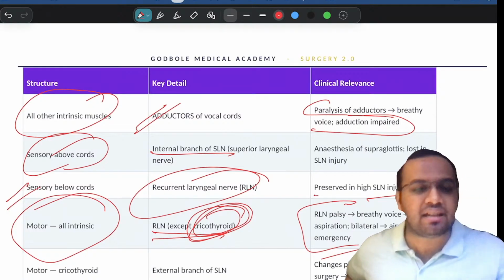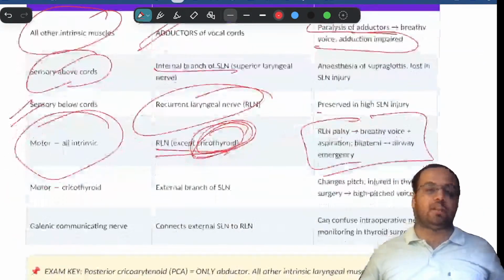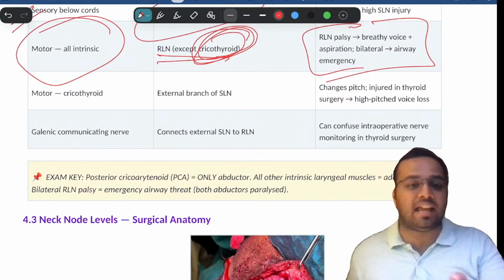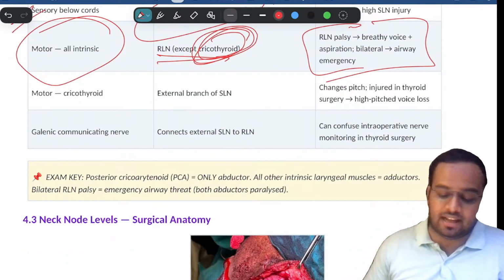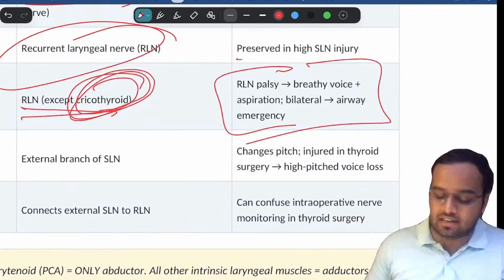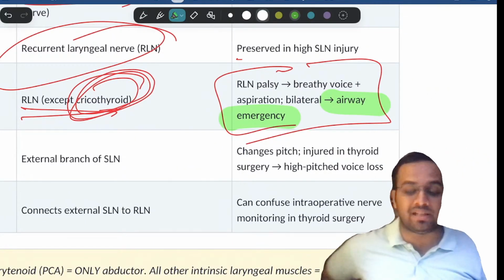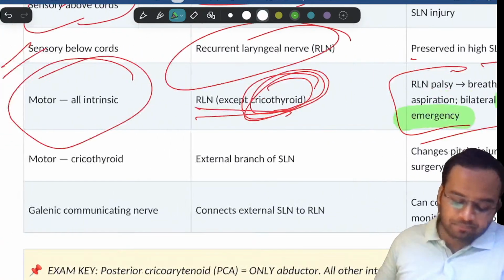If unilateral damage is there, you can go for physiotherapy, but if bilateral recurrent nerve damage is there, then that is the time you need to go for what is called a permanent tracheostomy. Bilateral recurrent nerve damage is an airway emergency, and you need to go for a permanent tracheostomy for the patient. So it is very important for you to know.